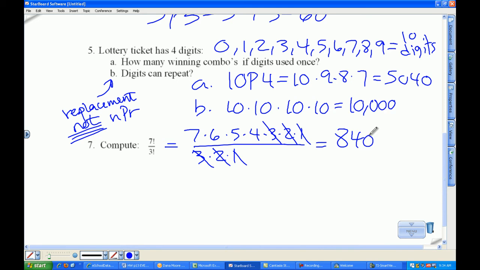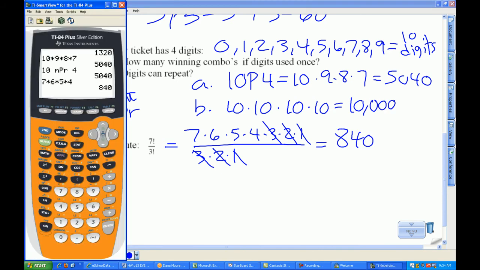840. So just expand the top, expand the bottom. Now, can I do that on the calculator? Ooh, I don't know.